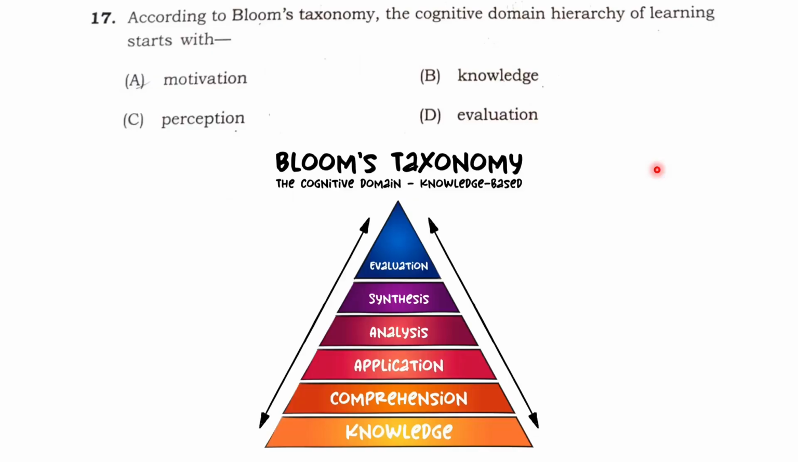The next question is on Bloom's taxonomy. The cognitive domain hierarchy of learning starts with, the correct answer for Bloom's taxonomy first step is knowledge. So it begins from knowledge, then goes to comprehension, application, analysis, synthesis, and last evaluation. So here the hierarchy starts with knowledge. After knowledge, anything which comes in the taxonomical hierarchy is evaluation. So the answer is knowledge.